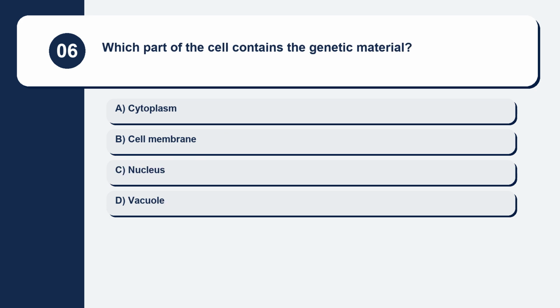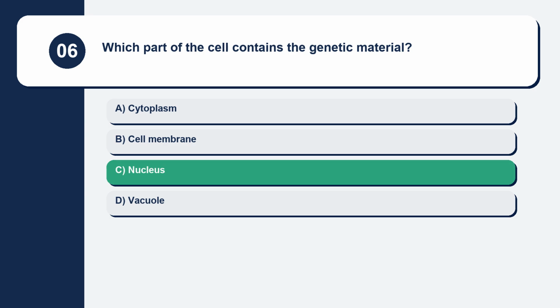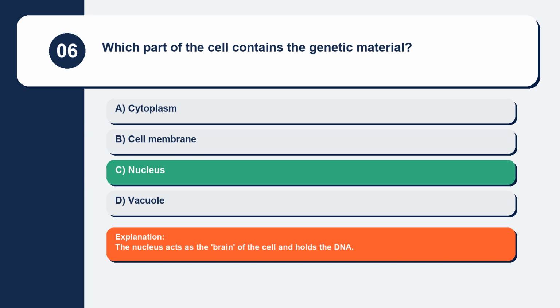Question 6. Which part of the cell contains the genetic material? Cytoplasm, cell membrane, nucleus, vacuole. The nucleus acts as the brain of the cell and holds the DNA.